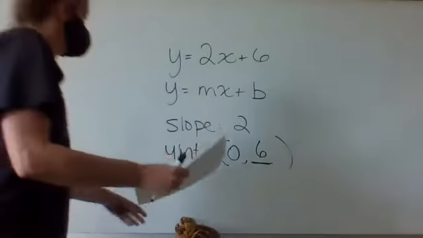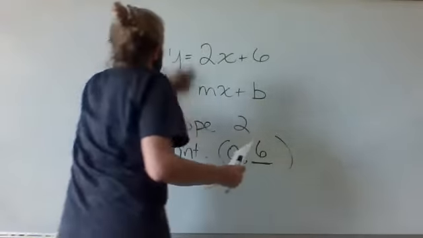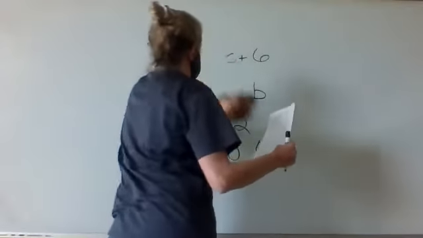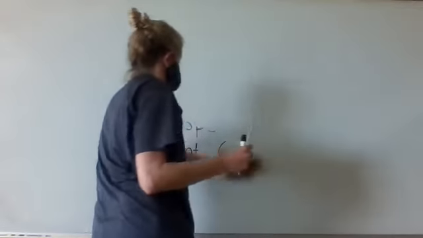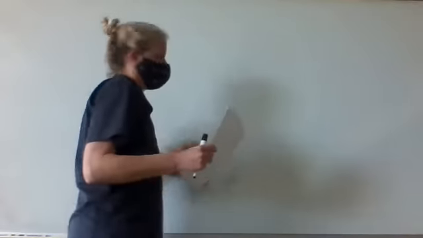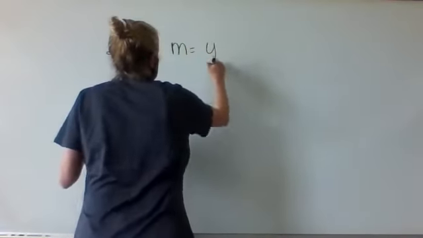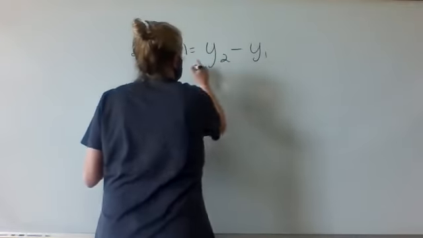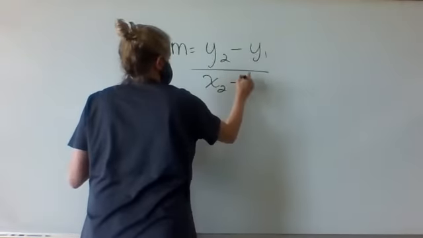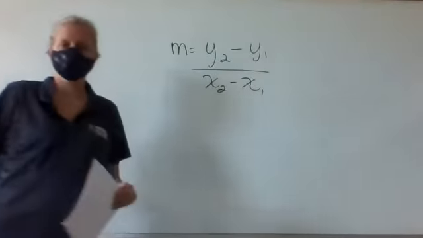Number 5, find the slope of the line. And we're given 2 points. If you're asked to find the slope of a line and the information that you're given is 2 points, you're going to use this formula.